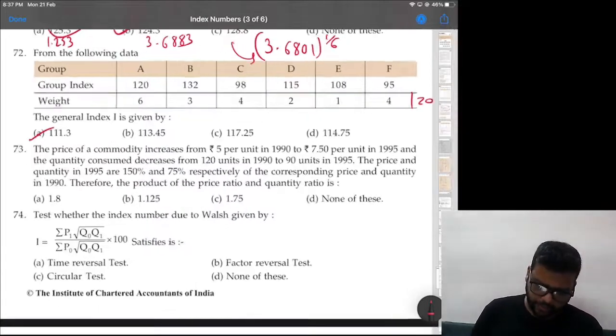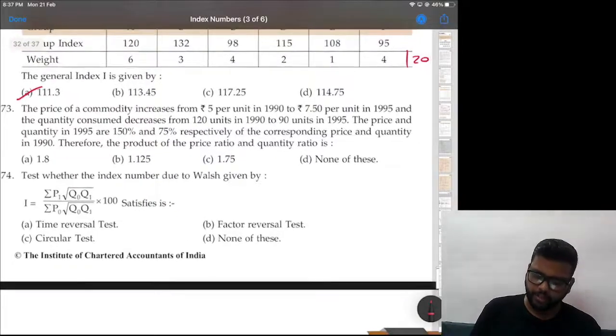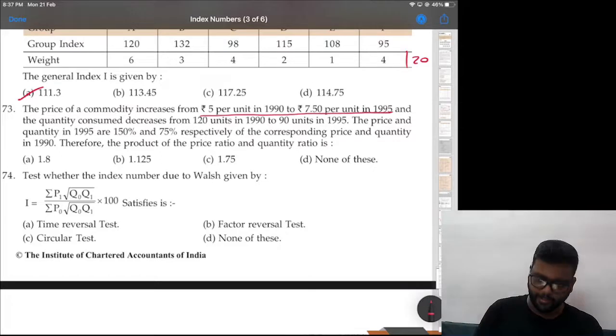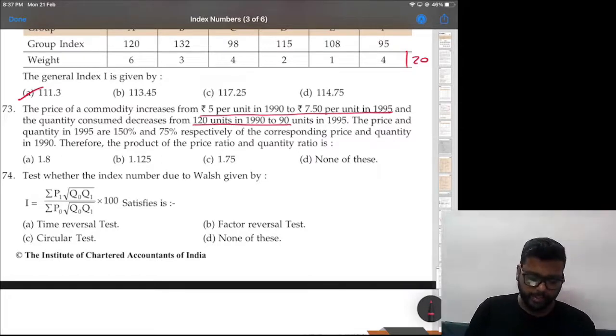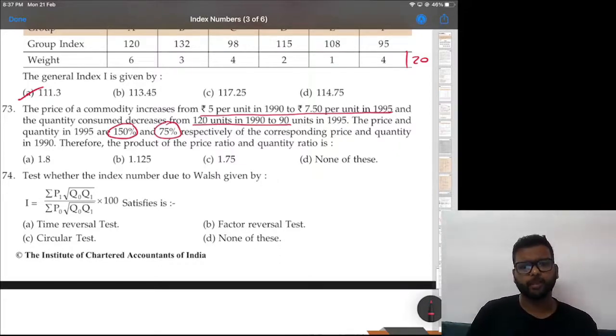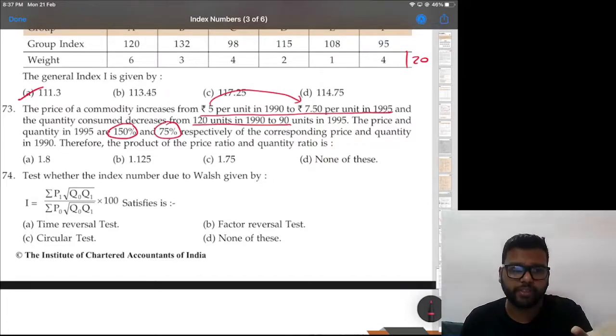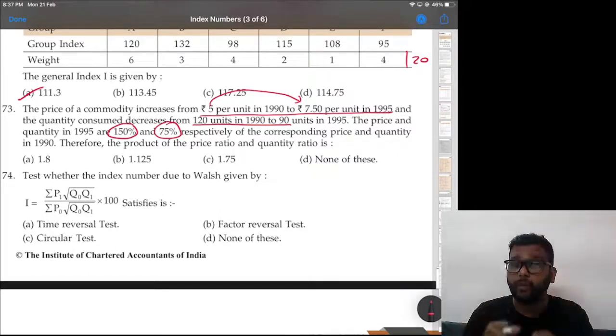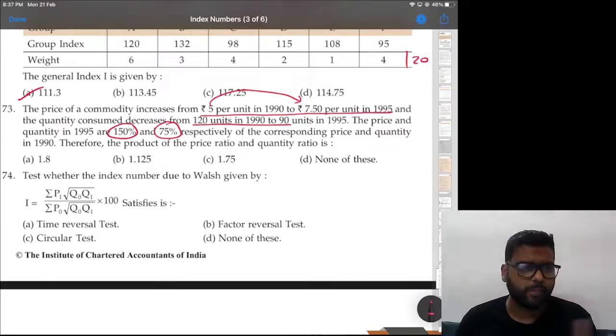Next, price of a commodity increases from 5 per unit in 1990 to 7.5 per unit in 1995, and the quantity consumed decreases from 120 to 90. Fine. The price and quantity in 1995 are 150% and 75% respectively. So they are also saying, see, 5 and it became 7.5. That means it increased by 50%. So it became 150%. And quantity decreased from 120 to 90. That means it decreased by 25%. So it became 75. Respectively of corresponding price and quantity of base year.